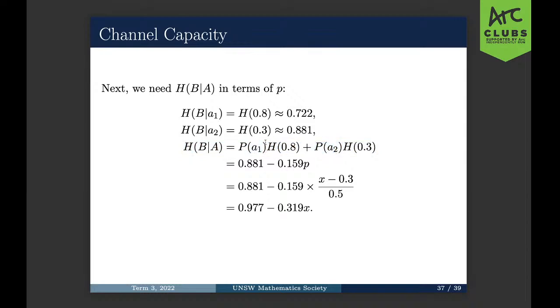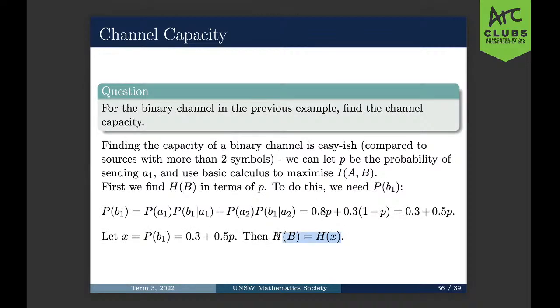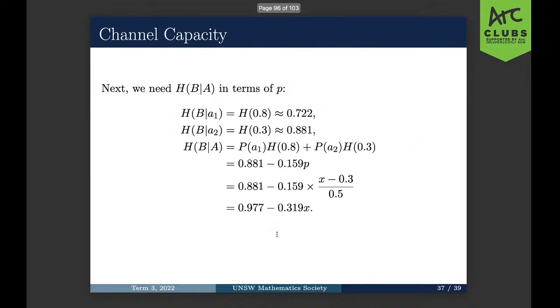So it's just a way to sum these two values based on the probability of the first symbol and the second symbol in the source. And we get something in terms of p, but I'm going to convert that into something in terms of x, because we define x like this, and it gets a bit easier when we do the differentiation.